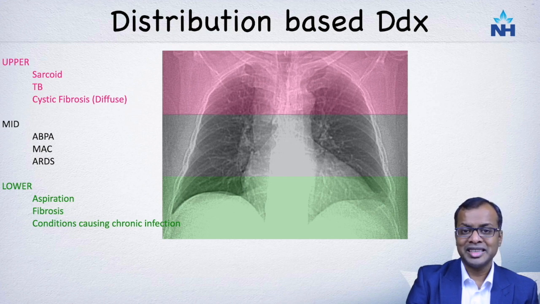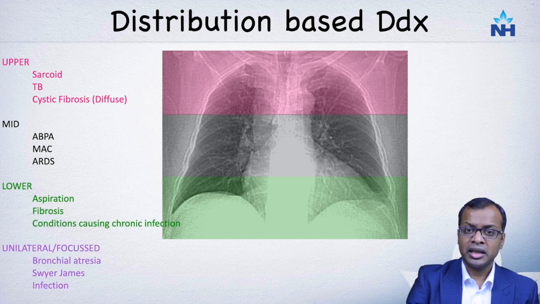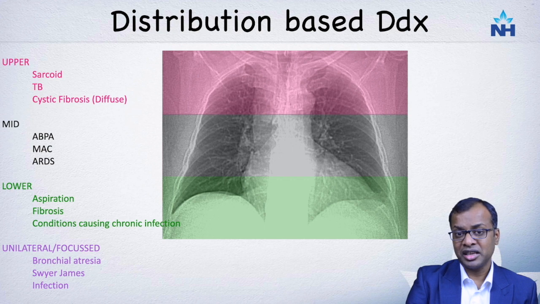Also, you can see this in patients with interstitial lung disease who have fibrosis, where the disease involves the lower aspect of the lungs. The other important feature which helps us in differentiating between pathologies is the unilateral nature of involvement or one lobe involvement of the bronchiectasis. This is usually secondary to either underlying infection at a current time or as a childhood disease seen in Swyer-James syndrome, or secondary to bronchial atresia.